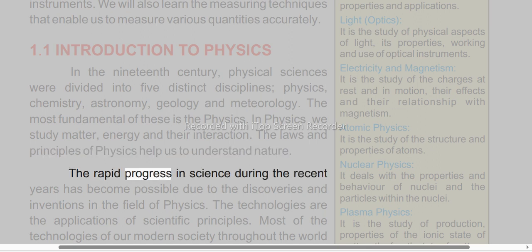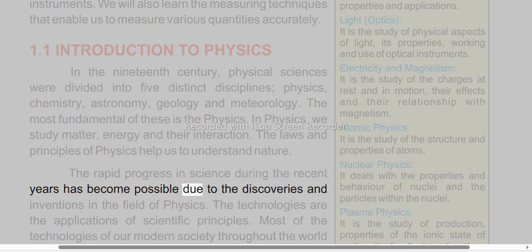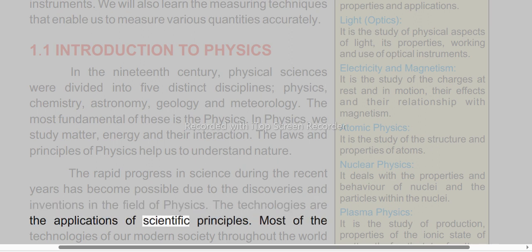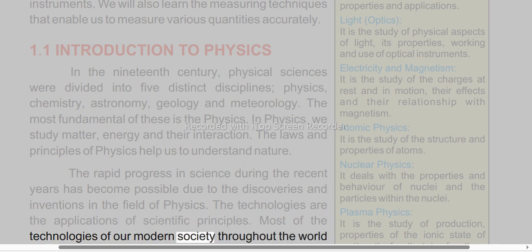The rapid progress in science during recent years has become possible due to the discoveries and inventions in the field of physics. The technologies are the applications of scientific principles. Most of the technologies of our modern society throughout the world are related to physics.